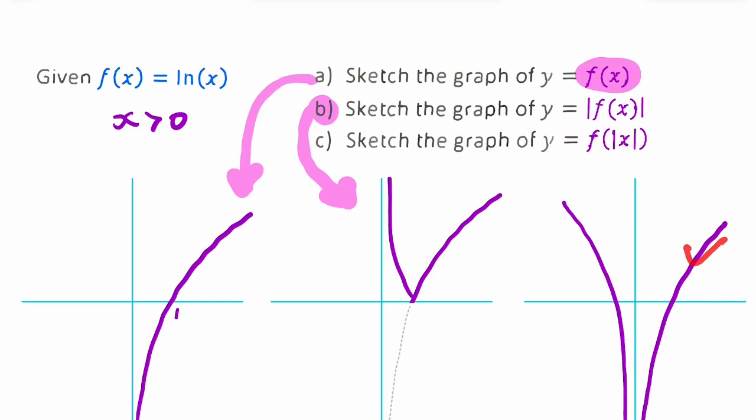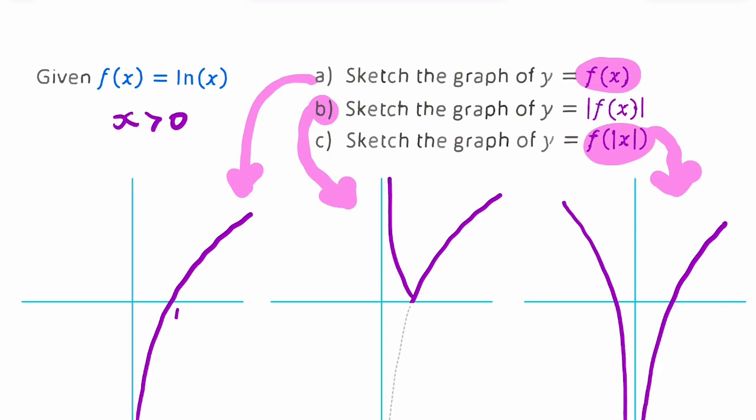But both of these remain. If there was anything here, we would remove it and replace it with what we reflect on the y-axis. So that is f of modulus x.